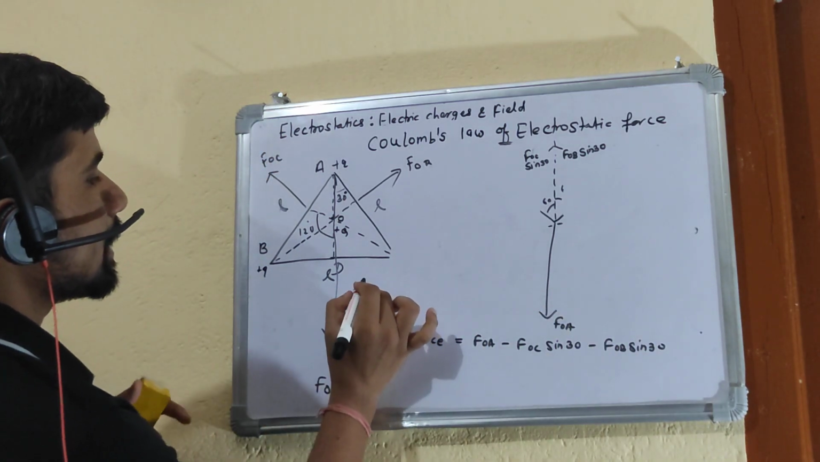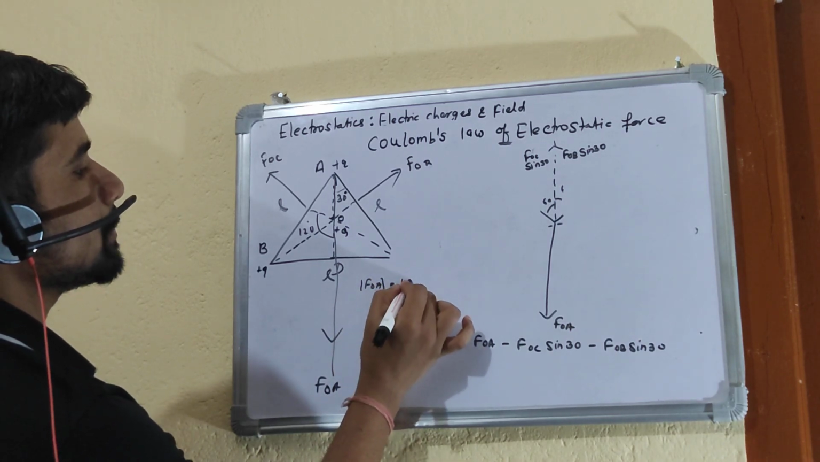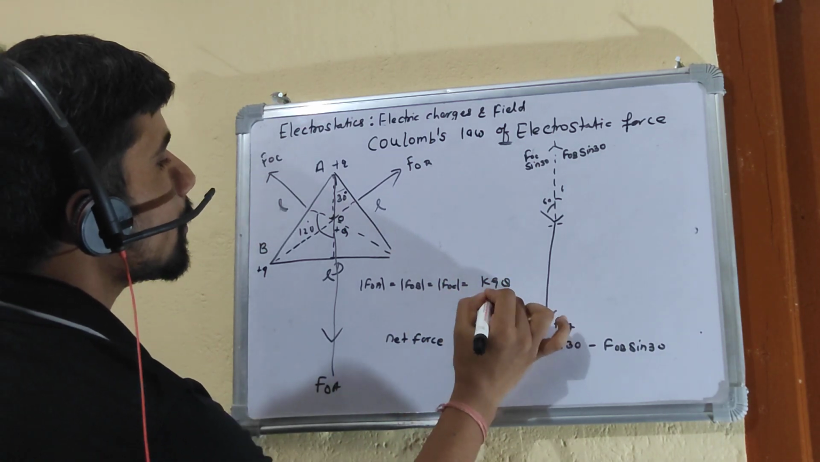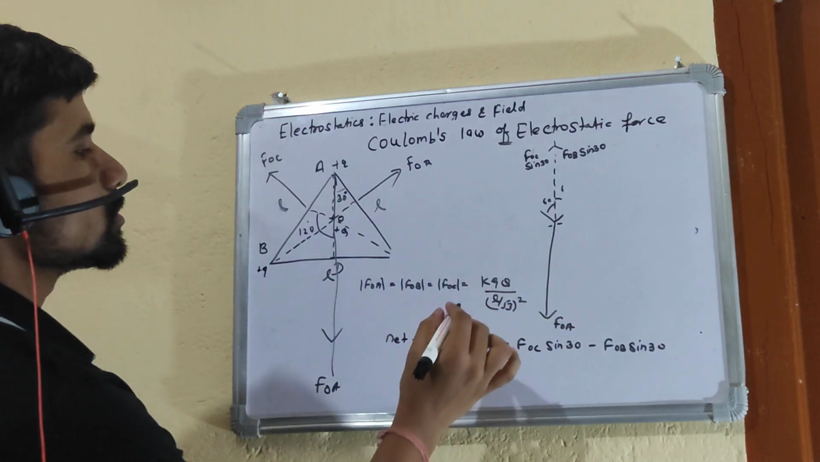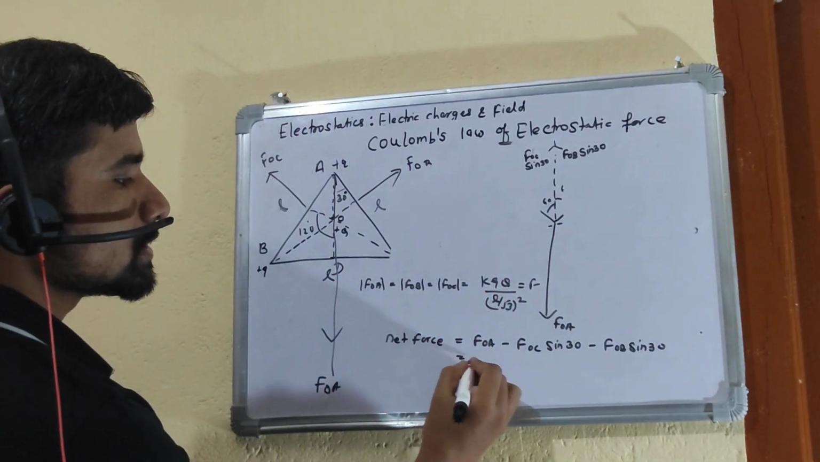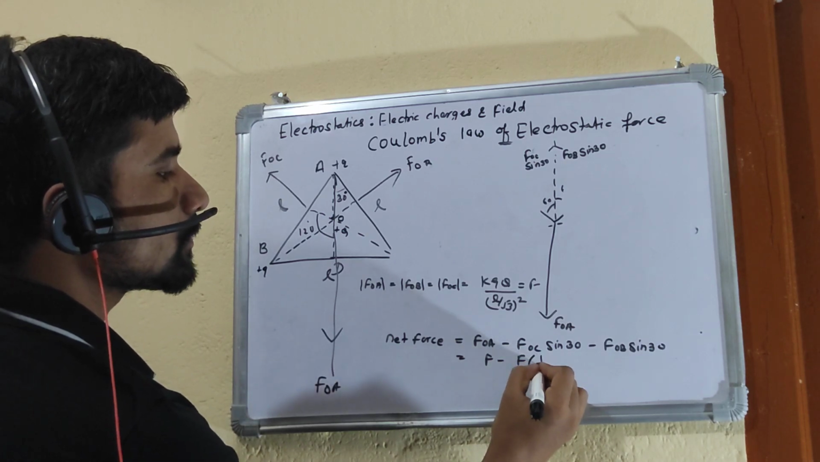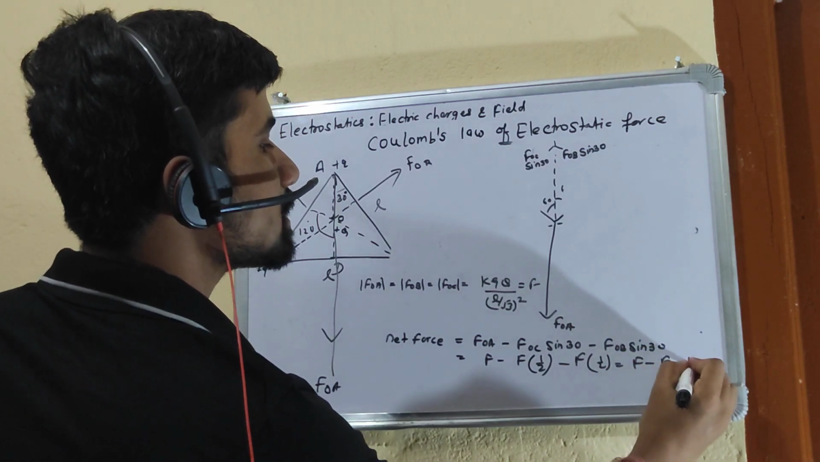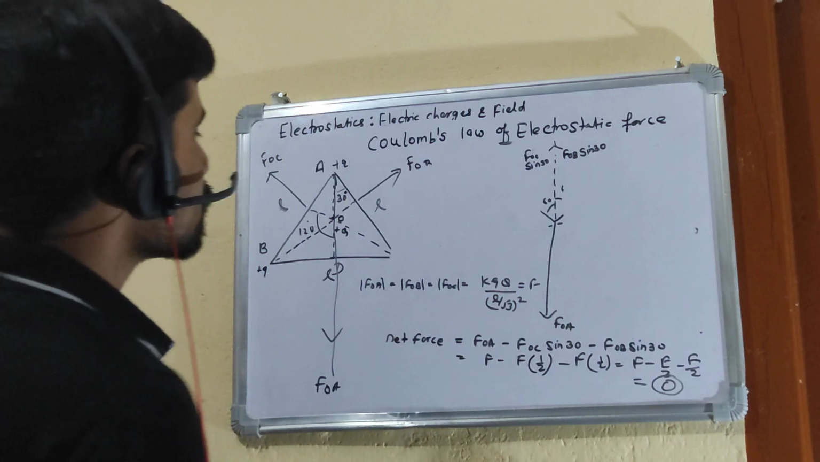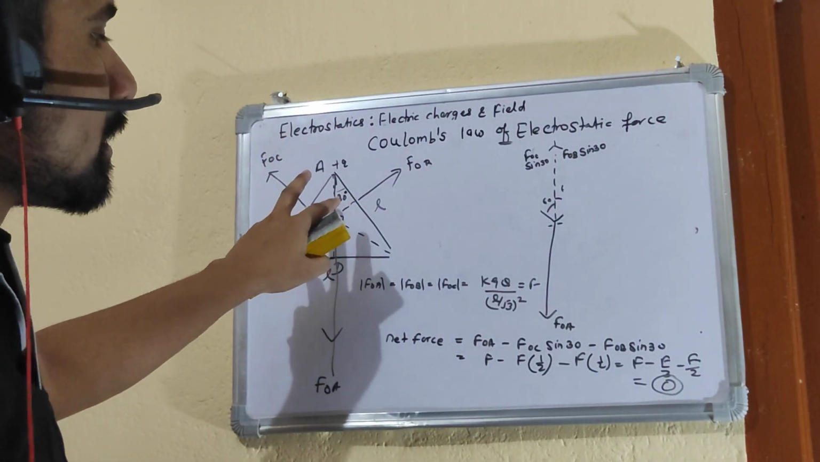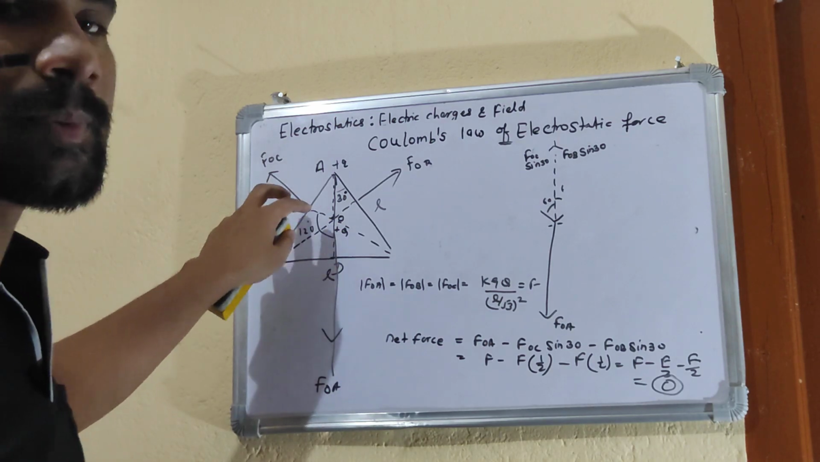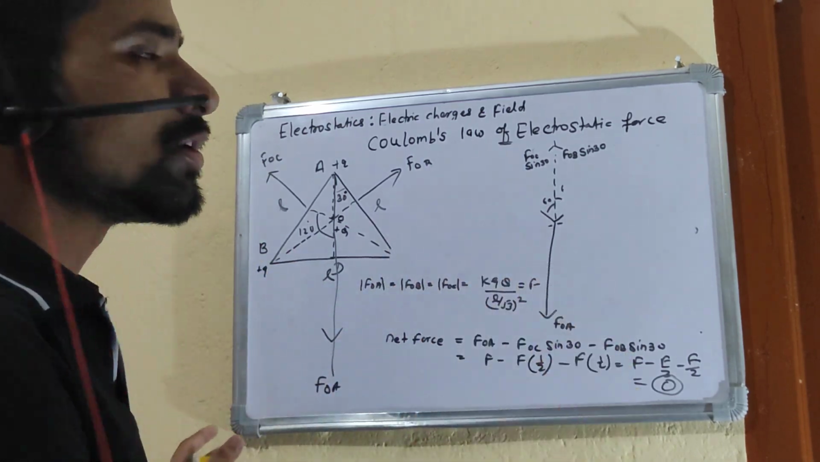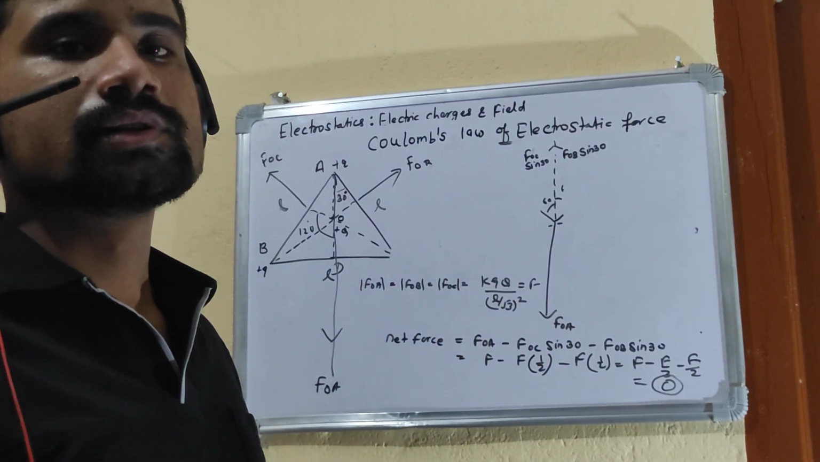And we know that the FOA magnitude is the same as the FOB magnitude and the FOC magnitude, which is KQQ upon (L by root 3) squared, right? So let's call all of these F. Sin 30 is 1 by 2, so it is F minus F by 2 minus F by 2, which is equal to 0. So all three forces are actually cancelling to 0, hence the net effect on this particular charge is 0. This charge is in equilibrium since the net force acting on it from all directions is 0.